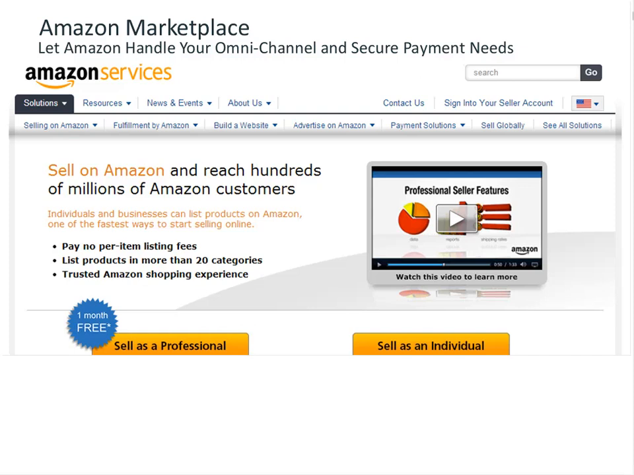Yes, it's Amazon versus everyone else, so to speak, in the big box retailers. But in truth, Amazon also supports quite a few smaller and local retailers as well. In other words, if you don't have the infrastructure, Amazon has it, and you can basically use their infrastructure to sell your products and services.